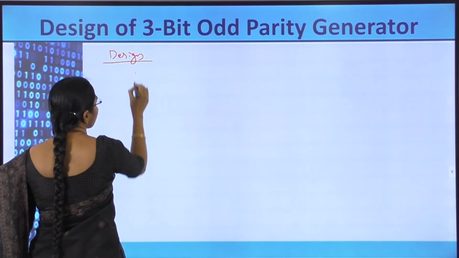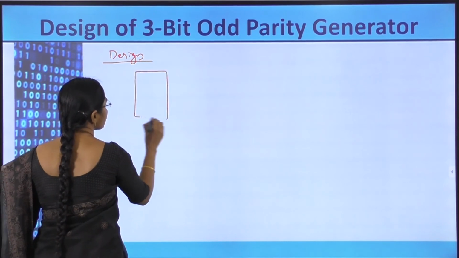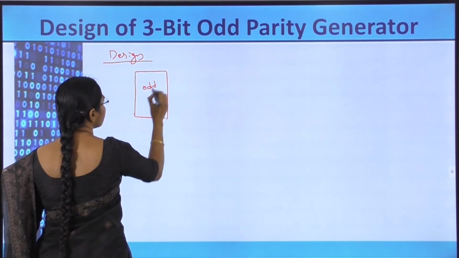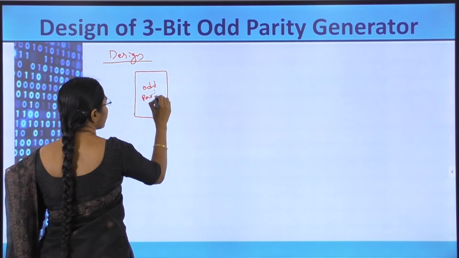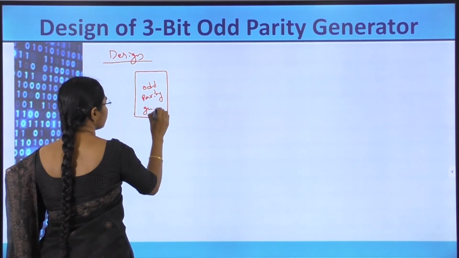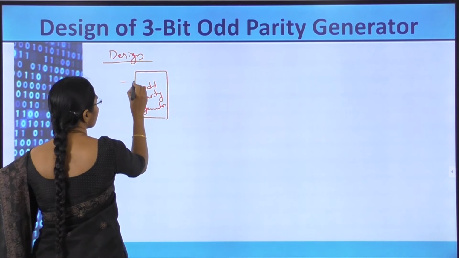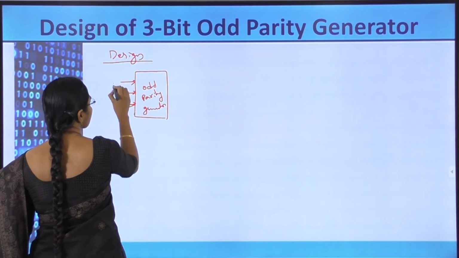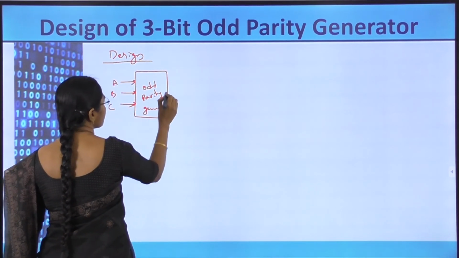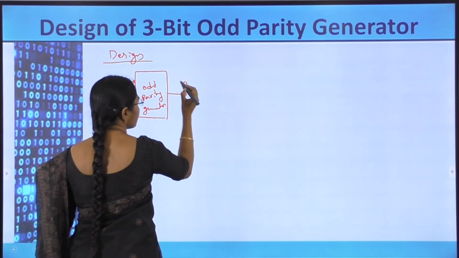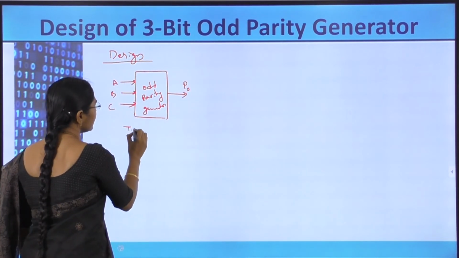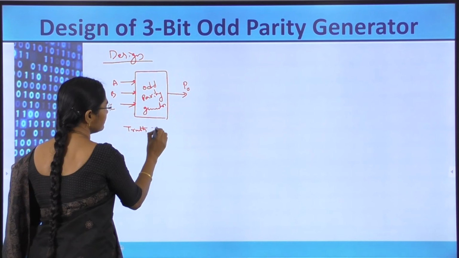Design the odd parity generator, taking 3 input bits A, B, C and output bit P0. Write the truth table.